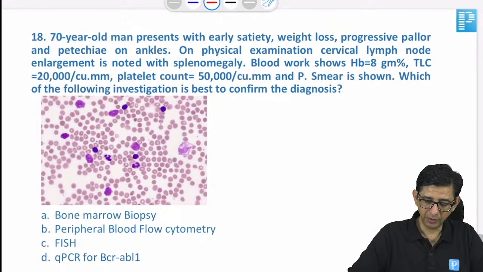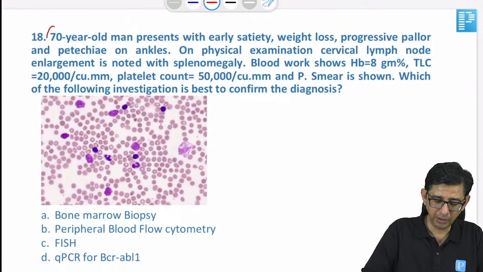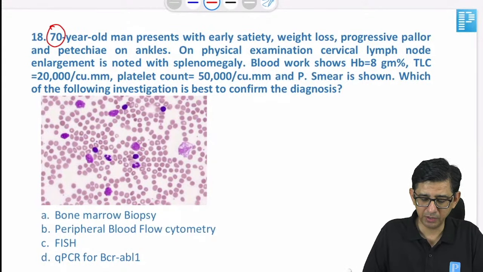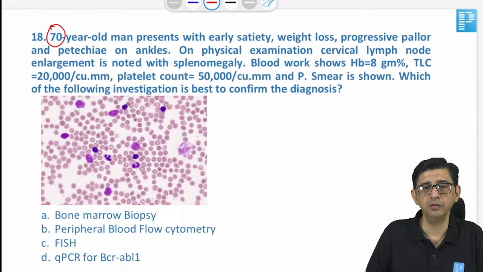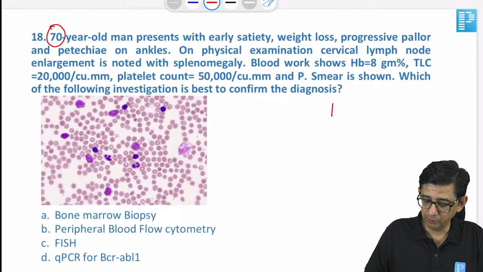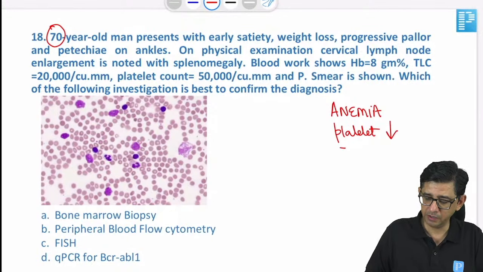Okay, so for this one, guys, there's an old man, there's features of hemat malignancy, there's a splenomegaly with cervical lymphadenopathy. The main features in this chap is one is anemia. Then there's a thrombocytopenia also present. Platelet count of this chap is relatively on the lower side. TLC is elevated because there's a possible blood cancer.